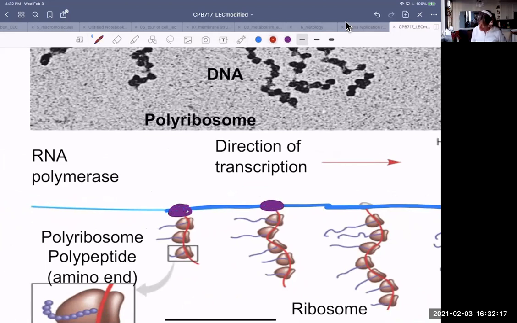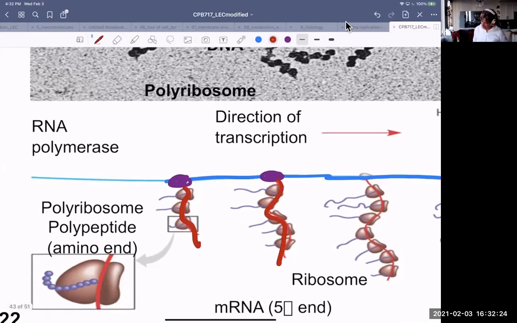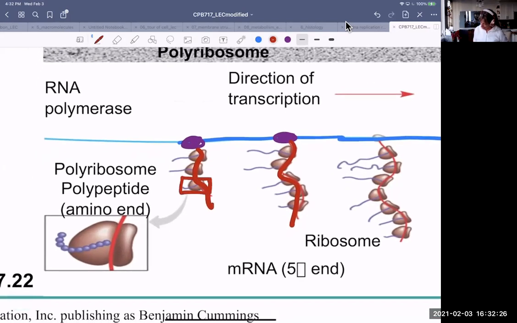They are making messenger RNA here. And that messenger RNA is being immediately translated into a string of amino acids.